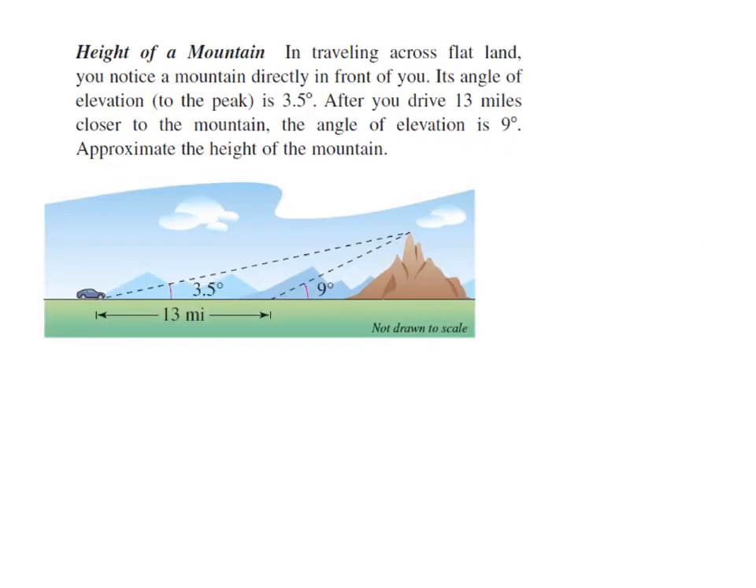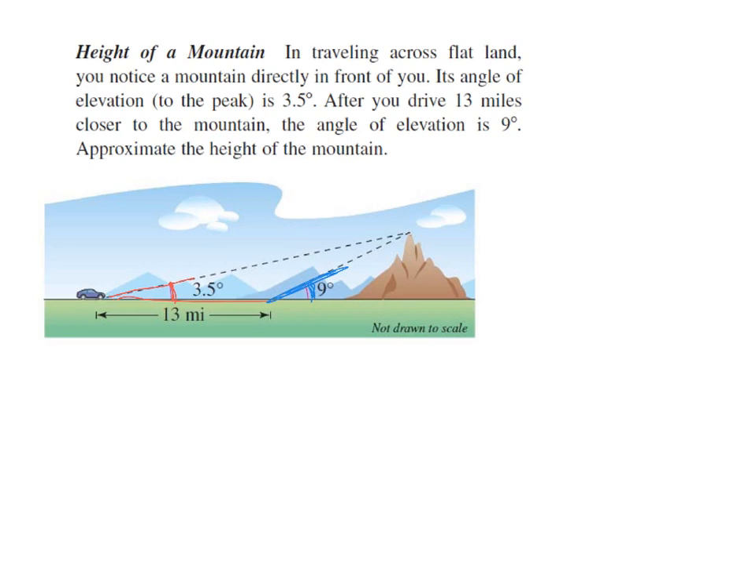All right, the height of a mountain. What do we have here? Traveling across flat land, with a mountain directly in front of you, the angle of elevation from the car is 3.5 degrees. After you drive 13 miles and get closer to the mountain, the angle of elevation is 9 degrees. So then it goes up to 9 degrees. Approximate the height of the mountain.